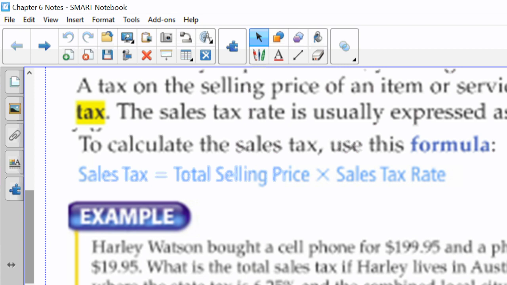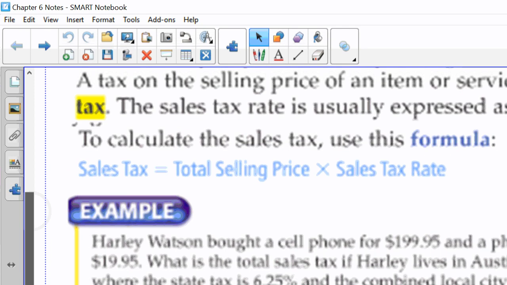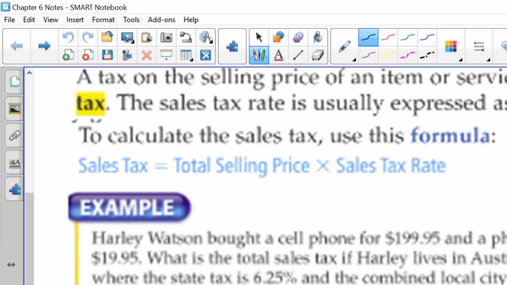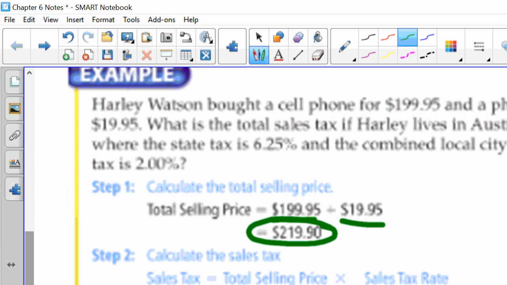So the first step is calculating the total selling price. So we take our $199.95 and add the $19.95 to that, and we get $219.90. That is what we're paying sales tax on. The second part is computing the sales tax.